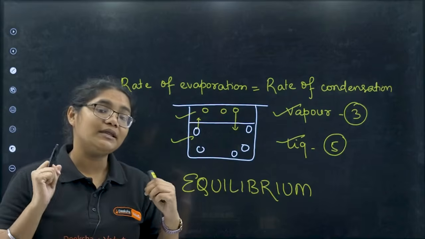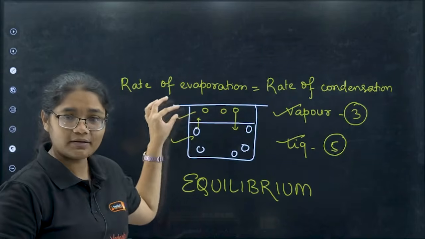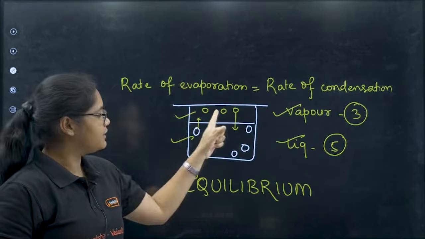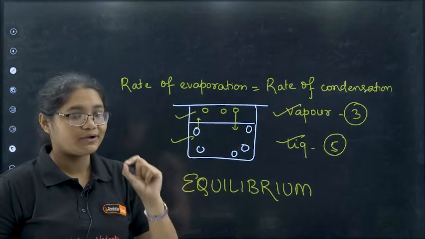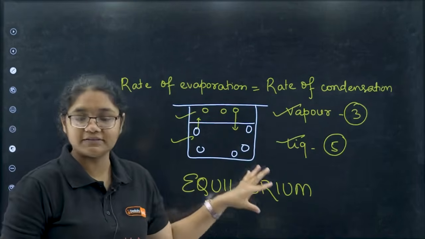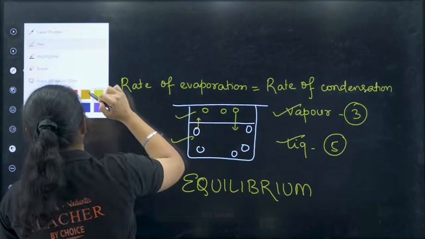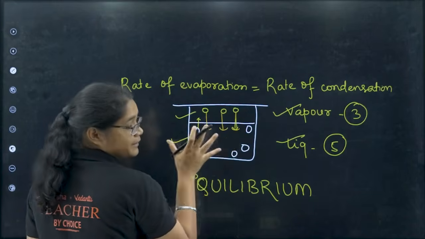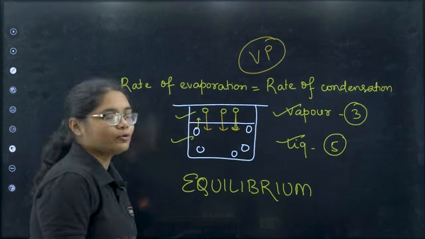Now once this equilibrium is attained, what will happen? These vapors are gaseous particles, they will collide with each other and with the glass container. So at the point when equilibrium is reached, whatever pressure is applied by these particles on the liquid surface is called your vapor pressure. I hope this is clear.